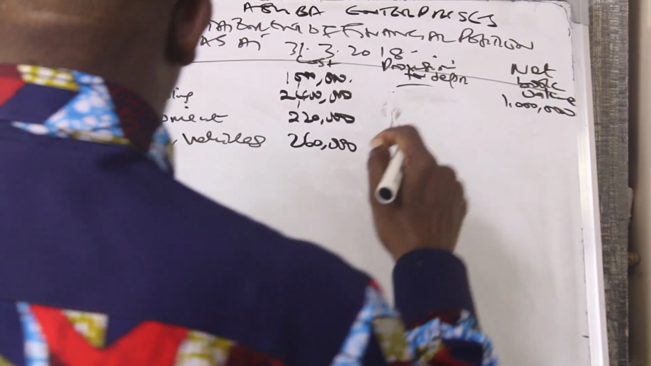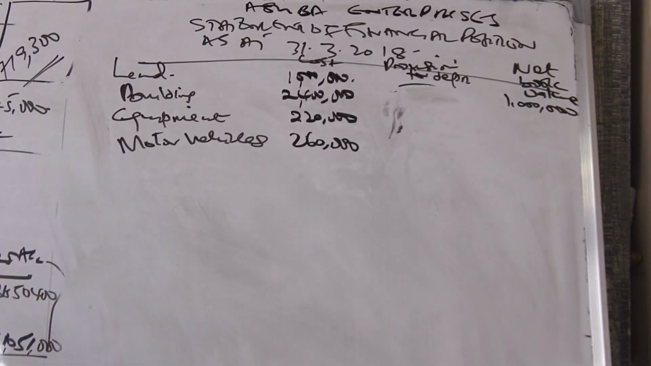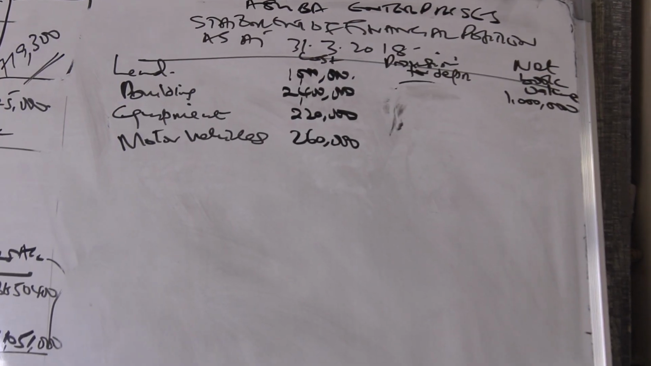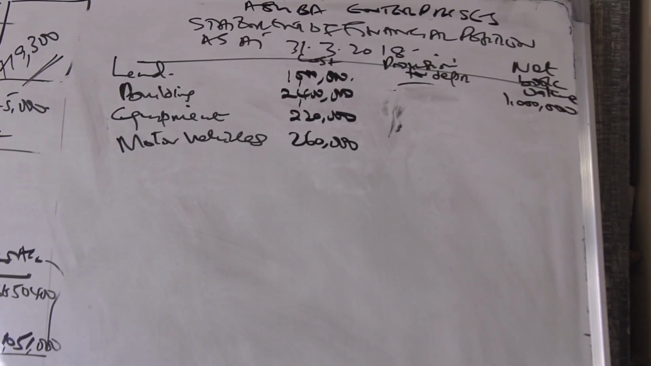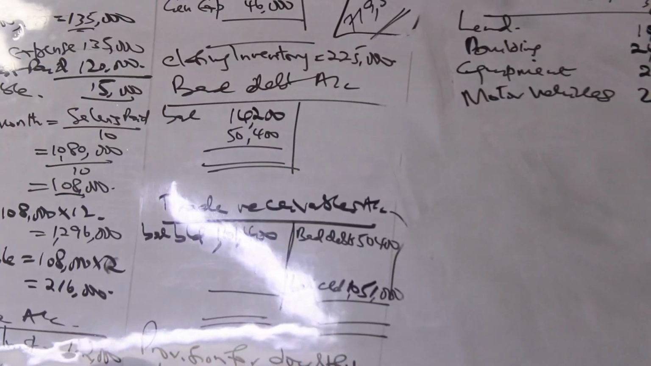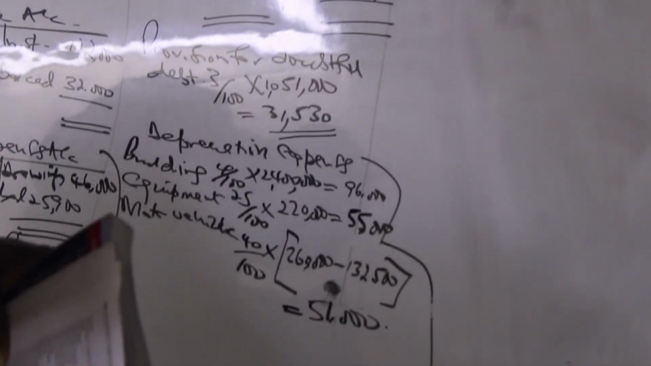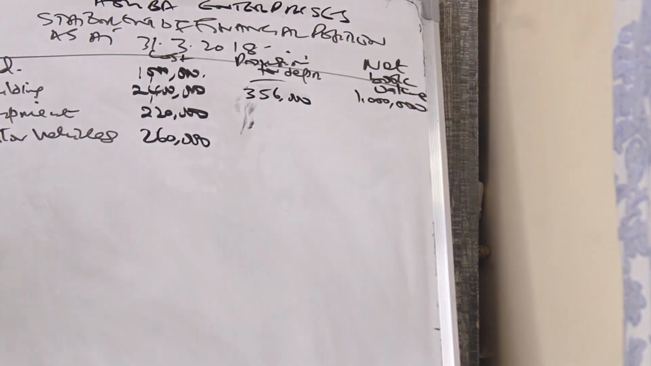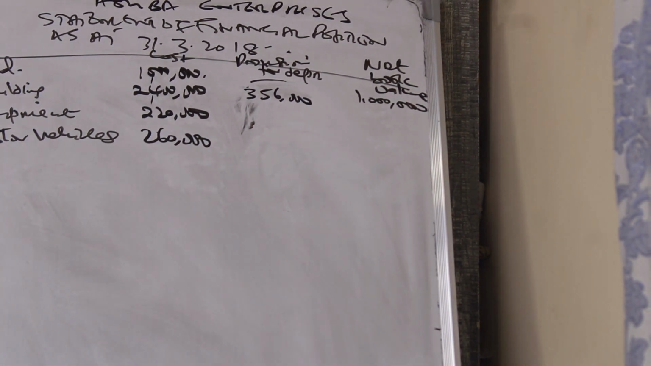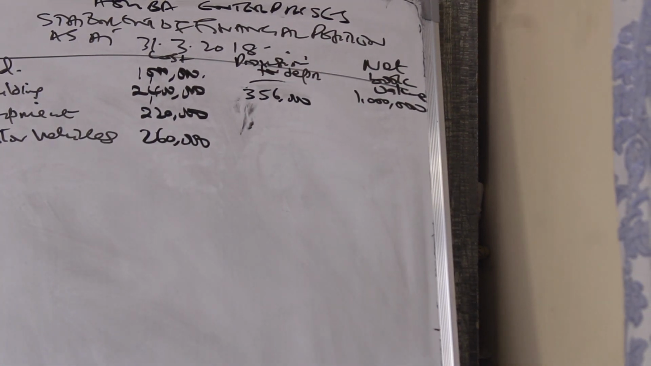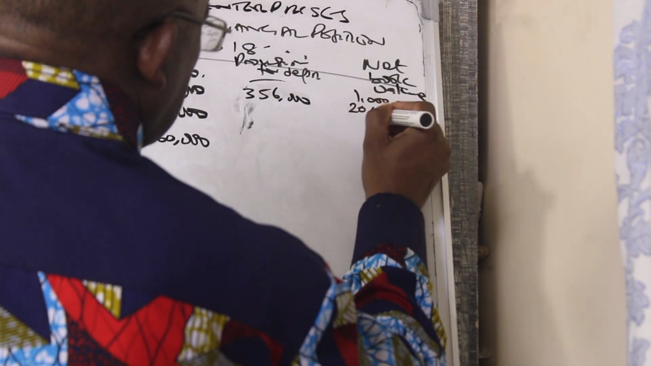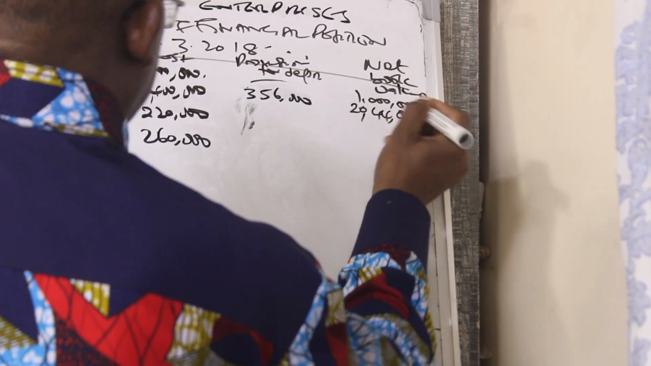We've said the accumulated depreciation for building is 260 plus depreciation of 96. We get 356,000. Minus 2.4 million, we get a figure of 2,044,000.